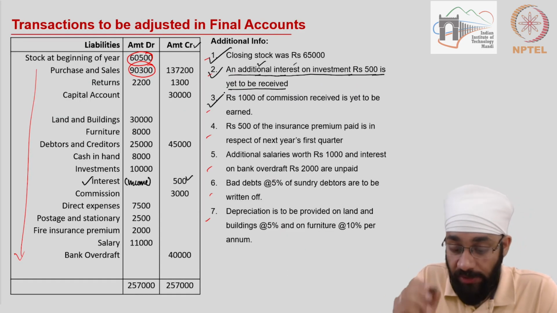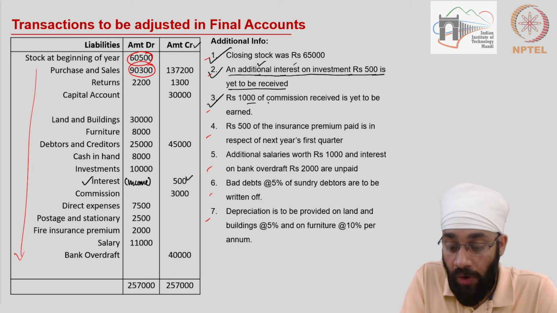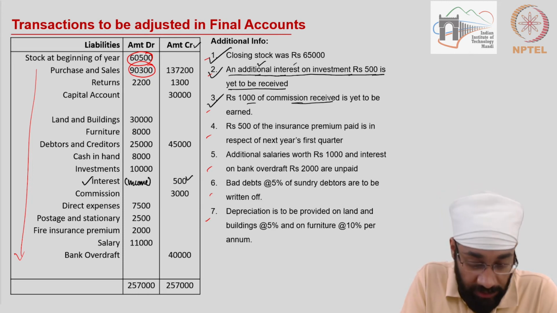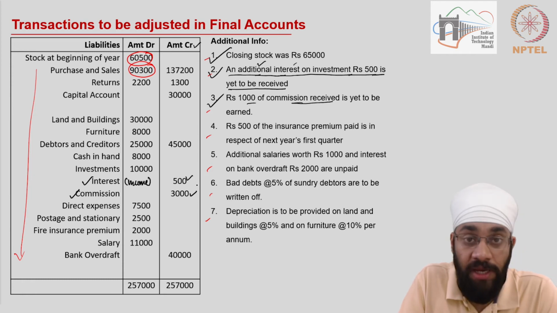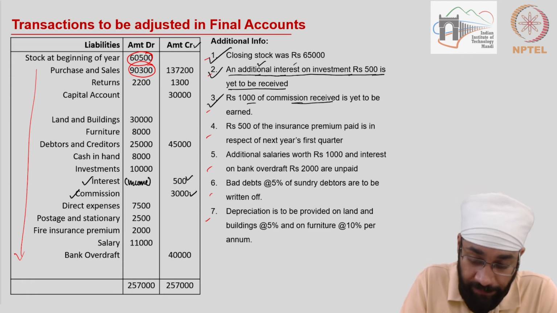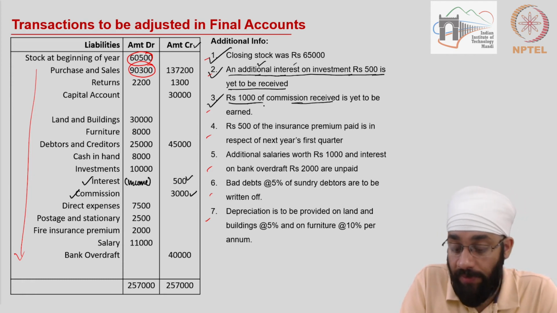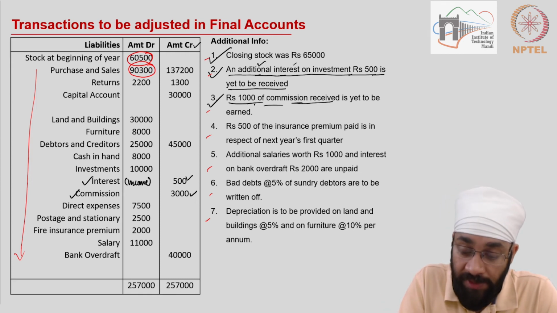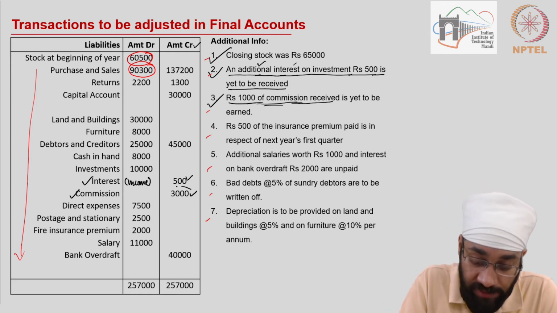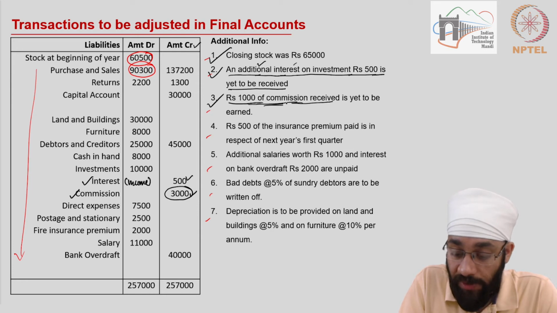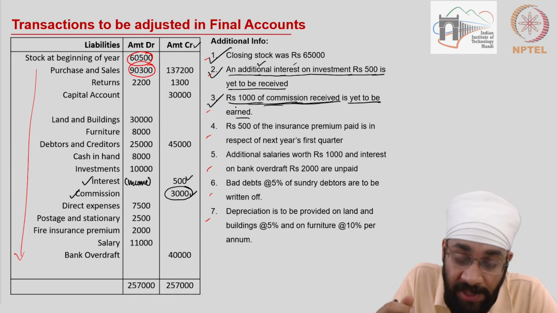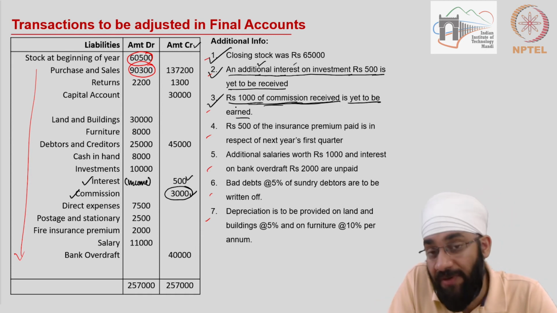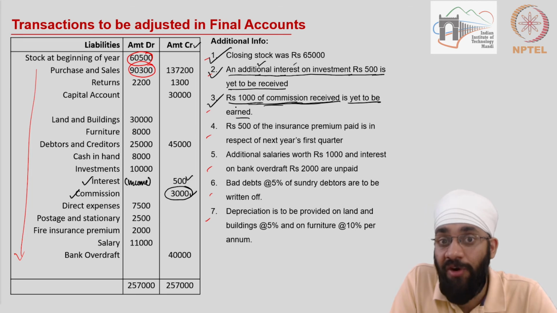Here is the third transaction. It says ₹1,000 of commission received. Is there a commission received? Well, here commission, credit side, it means it has been received. The adjustment says that we have now come to know that ₹1,000 out of this 3,000, ₹1,000 of the commission received is yet to be earned. Now this is the exact opposite of the previous adjustment that we did. Here you have received the money, but you have not earned it.